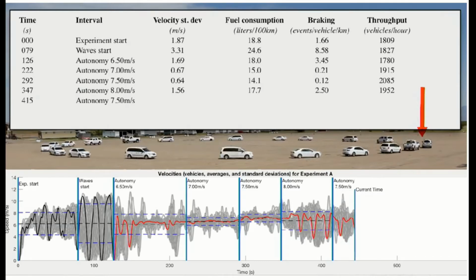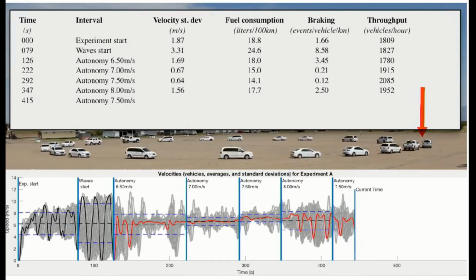Fuel consumption is also impressive because we started at this level, we went up, and when we start autonomy, we can push down to 14.1. So you see it's something like a 40% decrease in fuel consumption with respect to the situation of waves. So even if you are not going to improve a lot of the throughput, you are going to be able to spare something like 40% in terms of fuel.